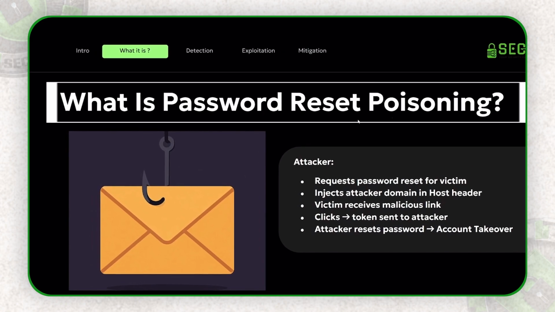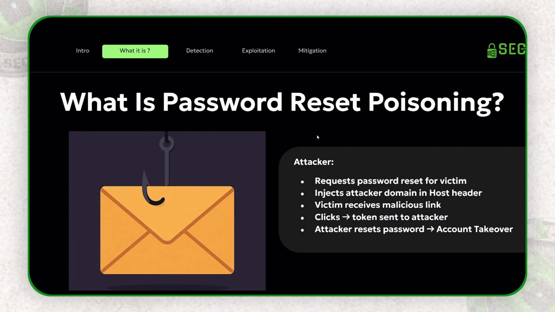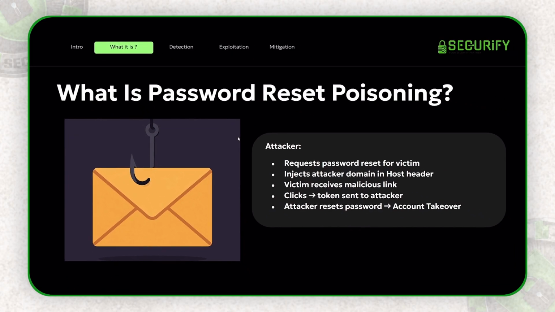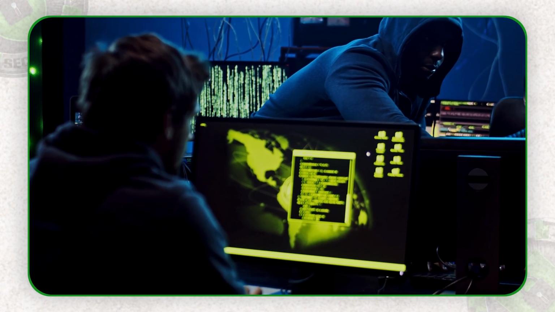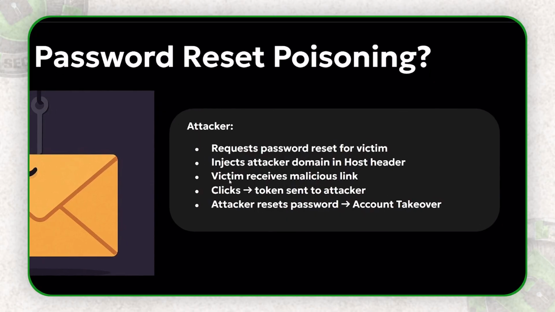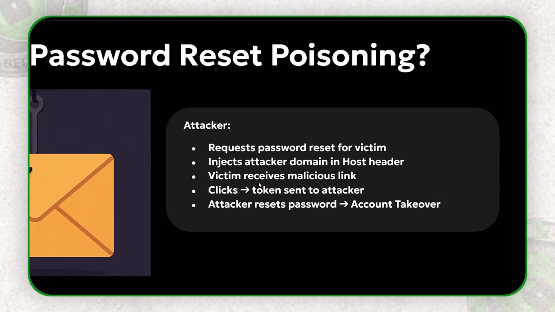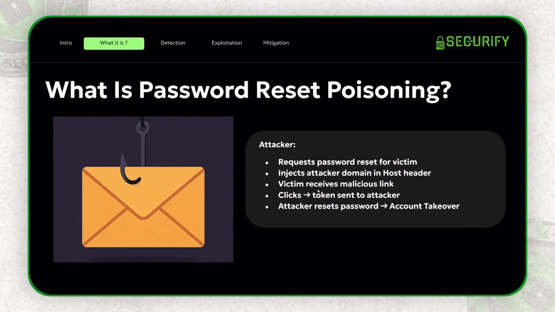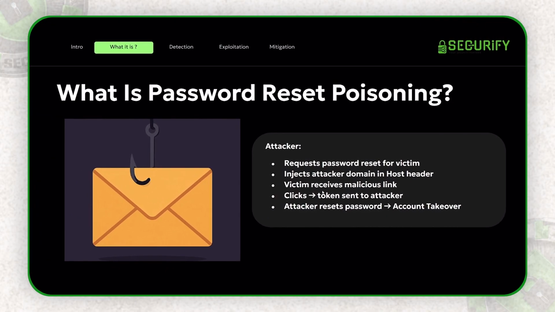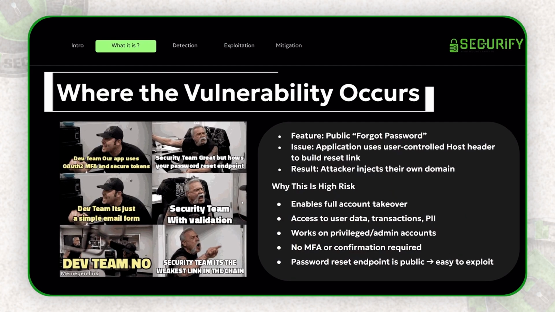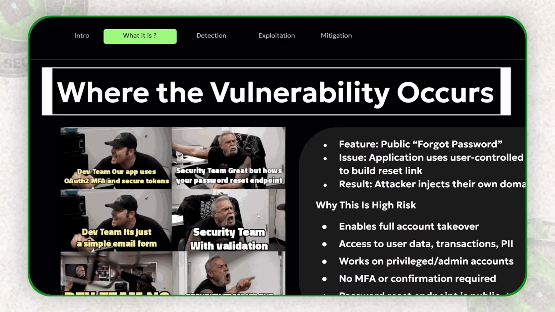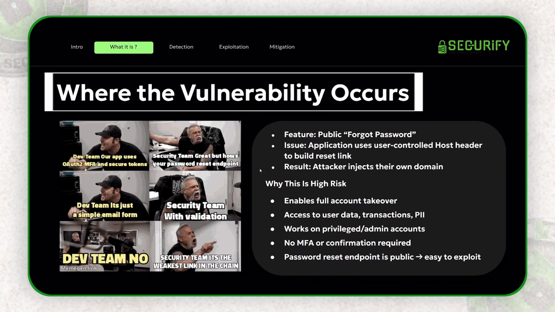Let's also talk about password reset poisoning. In password reset poisoning, the attacker changes the host header so the reset link points to their own server instead of the original server. The email still looks legitimate, but the reset URL is poisoned. The victim clicks it thinking it is from the application, but the token goes straight to the attacker, giving them complete access. Now we understand what host header injection is and how it can be used in password reset poisoning.